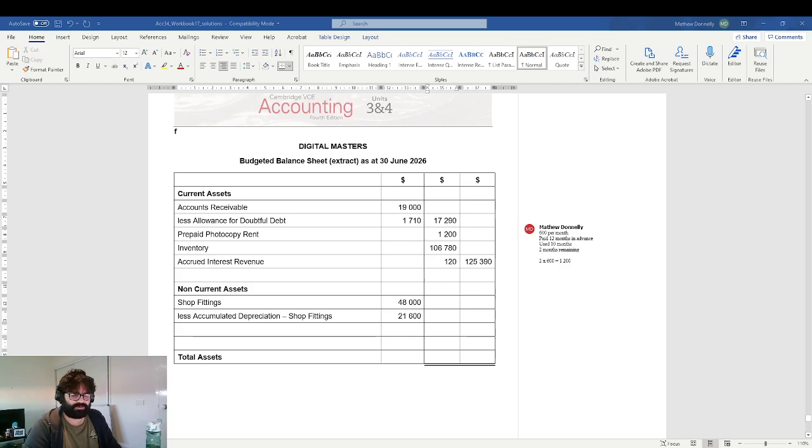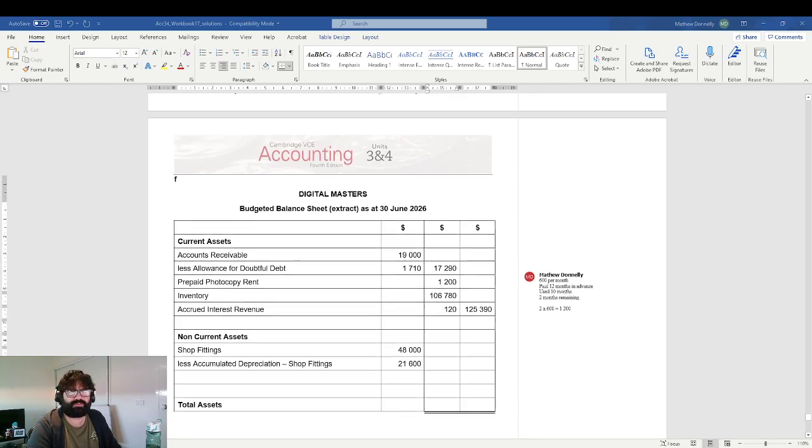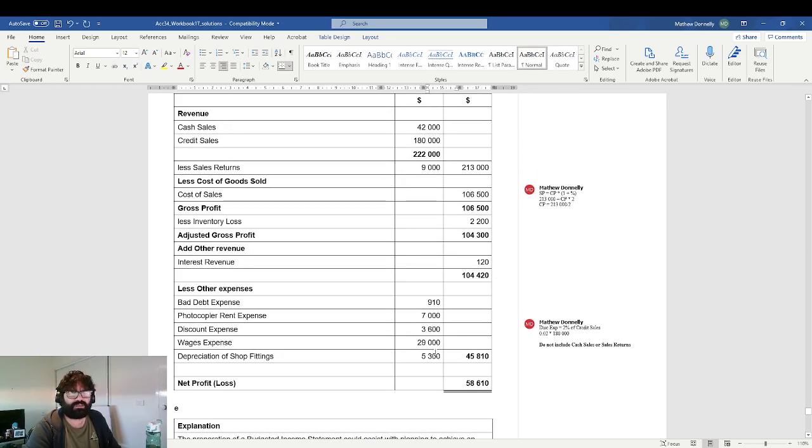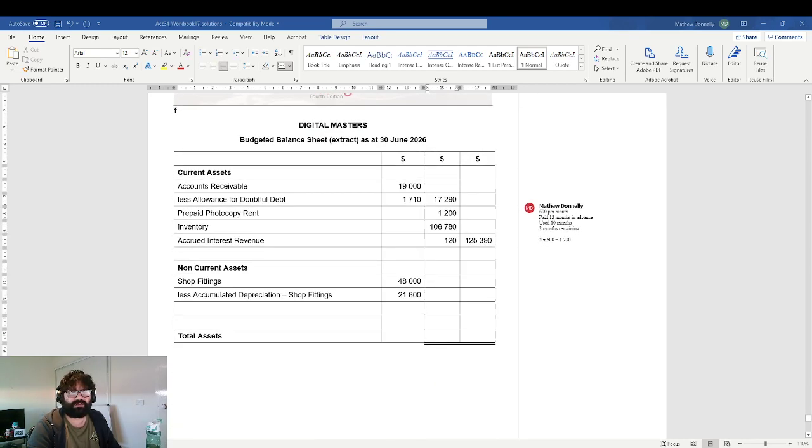Anyway, we got 21600. What was our other one? You can see plus 5300. 26900. That becomes 26900, not 3,900, and then we go 48,000 minus 26900, 21,100. Boom. Why is that? Oh, it's because it created the new thing.